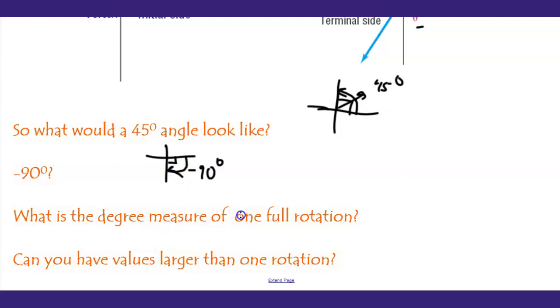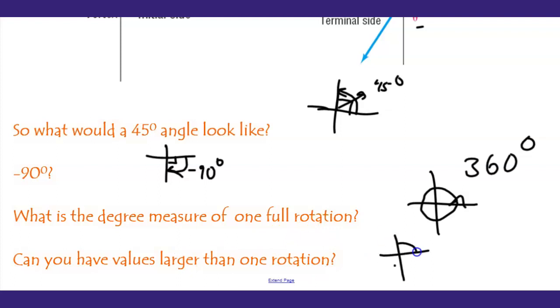What is the degree measure of one full rotation? If you think about a full rotation, that's a circle, 360 degrees. Can you have values larger than one rotation? Absolutely. If I go around once, that's 360, but if I keep going, say I went there, that'll be 360, the one rotation, plus 90. That's going to be 450 degrees. So I just added 360 plus the 90, that gave me 450. So you can have values larger than one rotation.